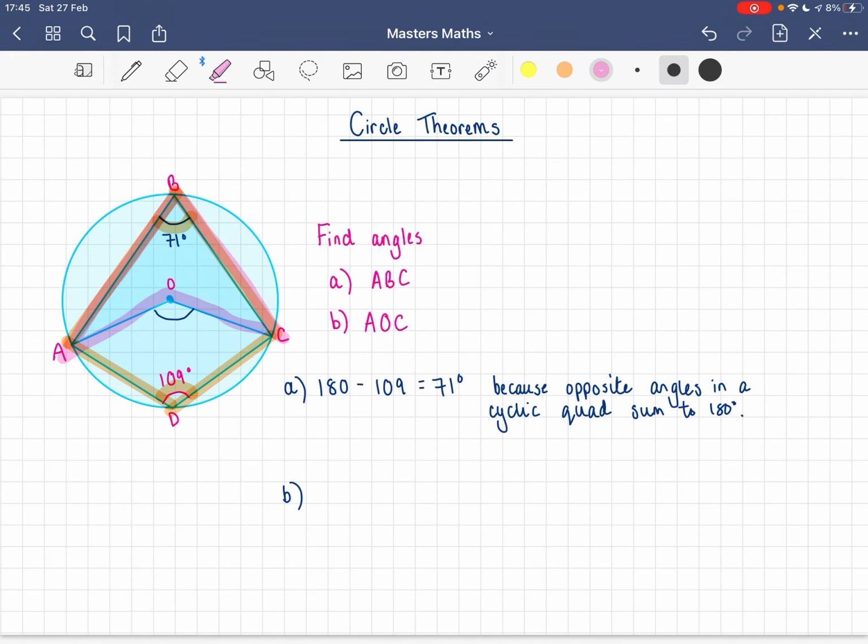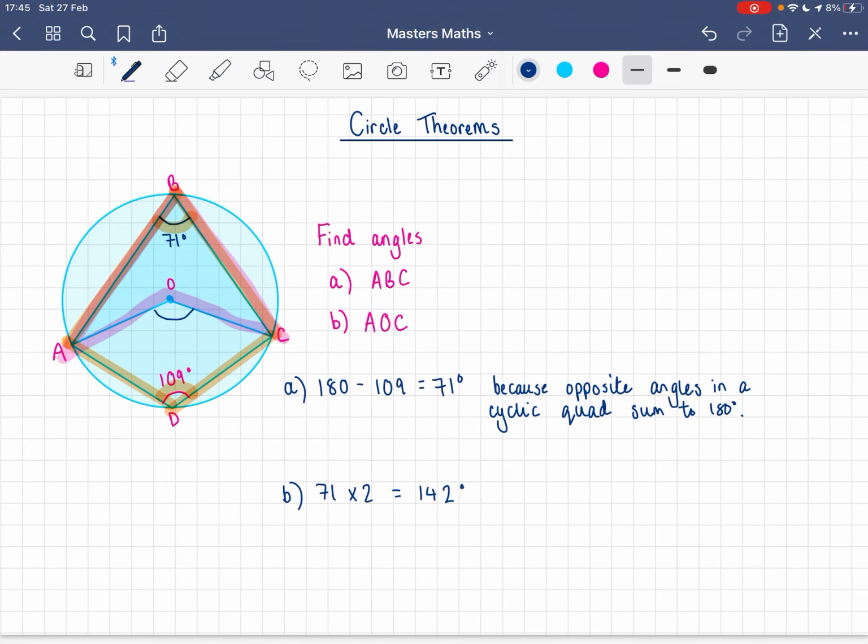Which is the bow tie theorem, and that is that the angle at the centre is twice the angle at the circumference. So we need to take that 71 and multiply it by 2, which is 142 degrees. Your reason would be because the angle at the centre is twice the angle at the circumference. Again, I'm not going to write it down just because you don't want to watch me write on the screen. But that would be your reason if the exam question asks for it. Okay? Yeah, and that's that question done.